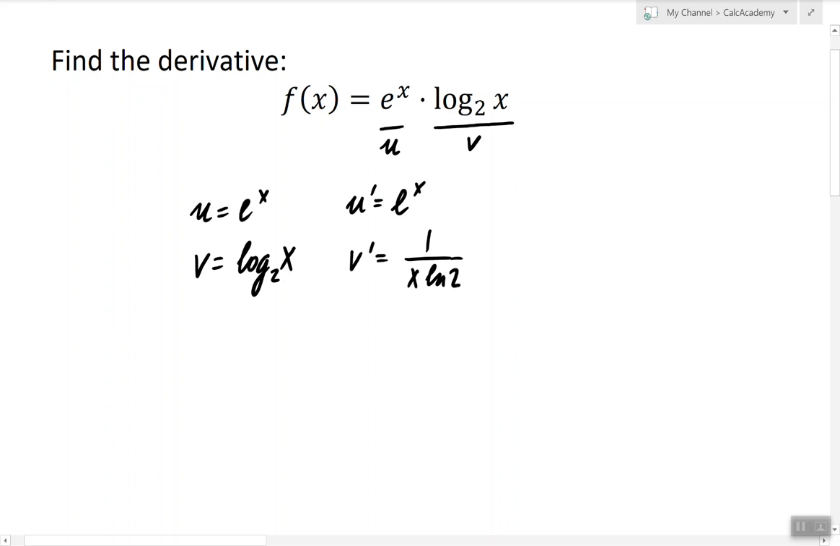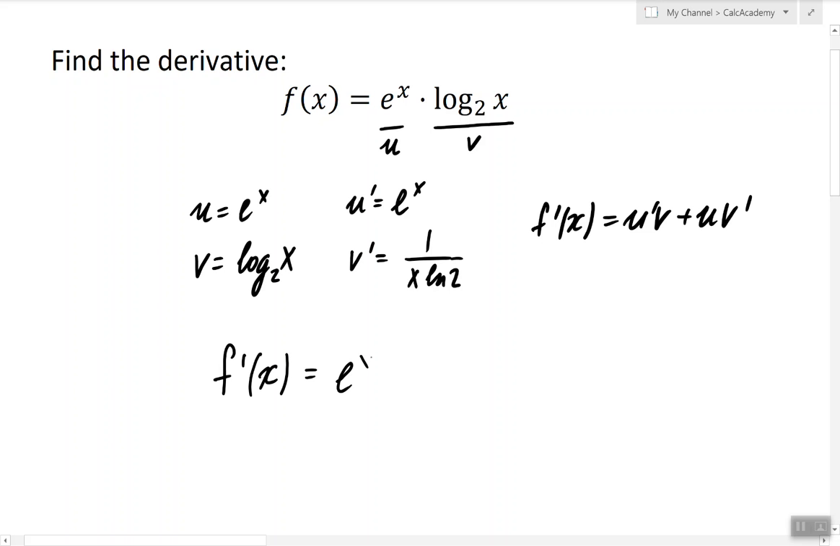And so the product rule says that derivative of f then will be u prime v plus u v prime. So putting it all together, the answer is e to the x times v plus e to the x times v prime. So this is how you find derivative of this product.